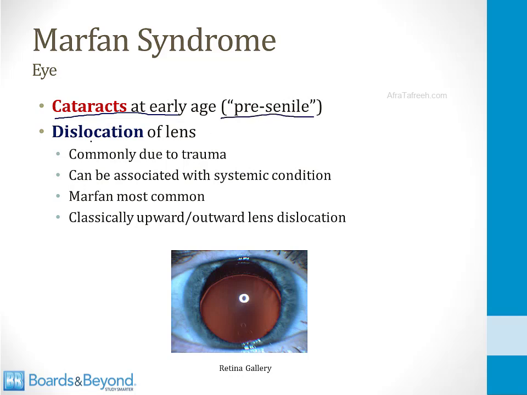In addition, they can develop dislocation of the lens. Now, dislocation of the lens commonly occurs due to trauma, but sometimes it happens in association with a systemic condition. And the most common systemic condition associated with dislocation of the lens is Marfan syndrome. This is a picture of a dislocated lens shown in the screen here. Classically, the type of dislocation that occurs in Marfan syndrome is the lens dislocated upward and outward. And I talk about this in more detail in the eye videos in the neurology section.